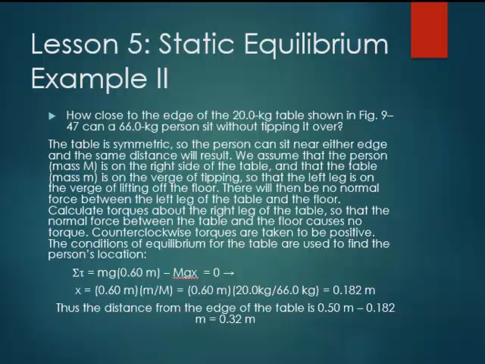The conditions of equilibrium for the table are used to find the person's location as such. The sum of all torques is equal to mg times 0.60 meters minus Mgx equals 0. Okay, the table is symmetric, so you're treating it as if all of the table's mass is at the center of mass. That's where we get the little m, the g, and the 0.6, minus the big M for the person, g again for the force here, and then our unknown x. So these are both set equal to 0, and that's the key for the condition of rotational equilibrium. So we can set those two equal together.